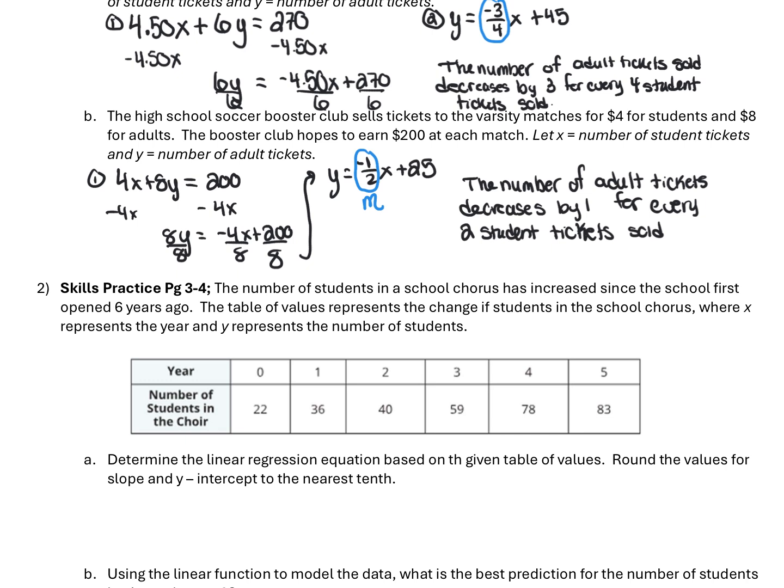So then to find the slope, I solved for y by subtracting 4x from both sides and then dividing every piece by 8. So I get my slope is negative 1/2. And that can be interpreted as the number of adult tickets decreases by 1 for every 2 student tickets that are sold.